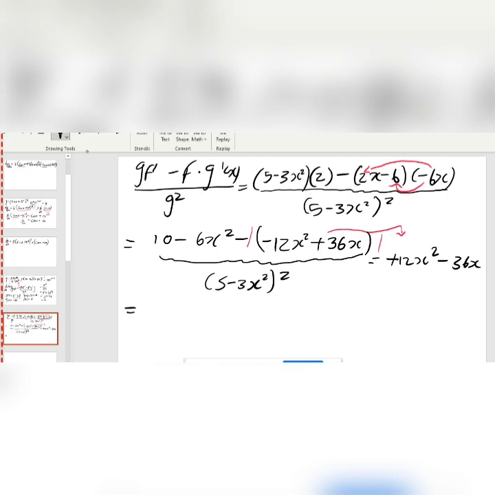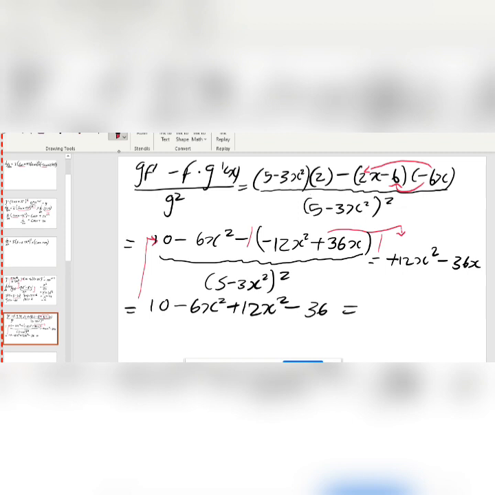Okay. So now I'll put it back in the formula. I'll say 2 minus 10 minus 6x squared plus 12x squared minus 36x. And on the top part, guys, I'm just trying to find this top part only. I'm just trying to solve this top part because that's the only one that you need to simplify, guys. Does that make sense?